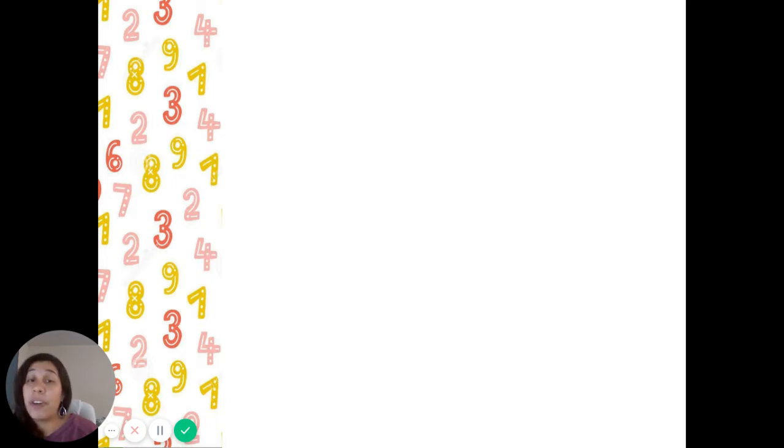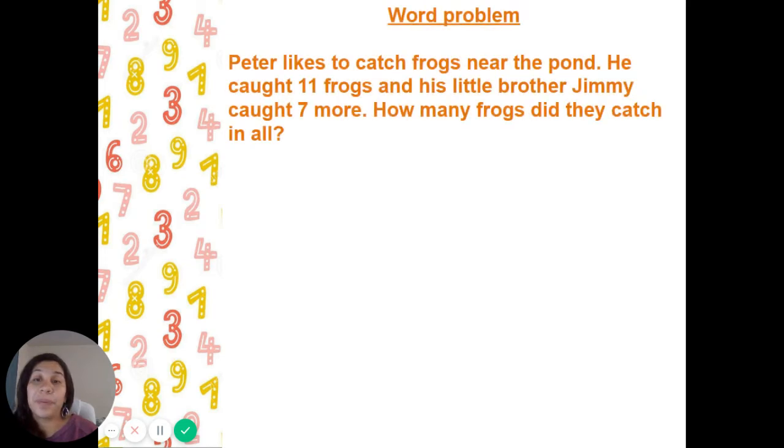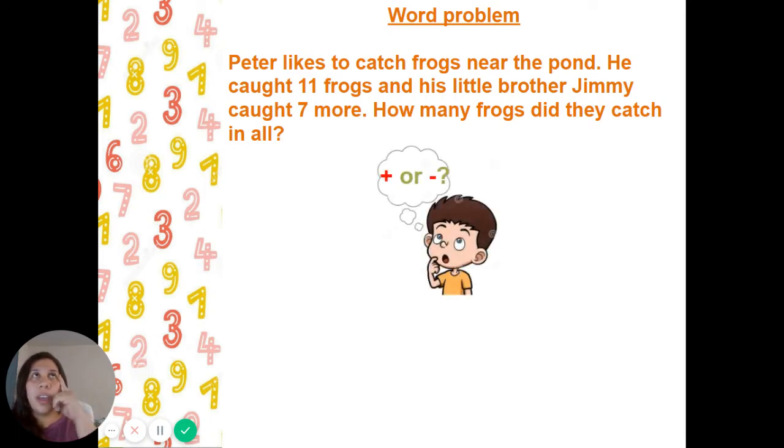So let's start with the first word problem that we're going to work on today. Peter likes to catch frogs near the pond. He caught 11 frogs and his little brother Jimmy caught 7 more. How many frogs did they catch in all? Okay, what is the first step that we need to do here? We need to think, what kind of problem is this? Is this an addition problem or is this a subtraction problem?